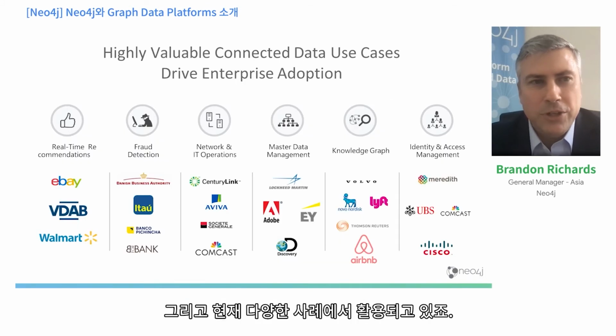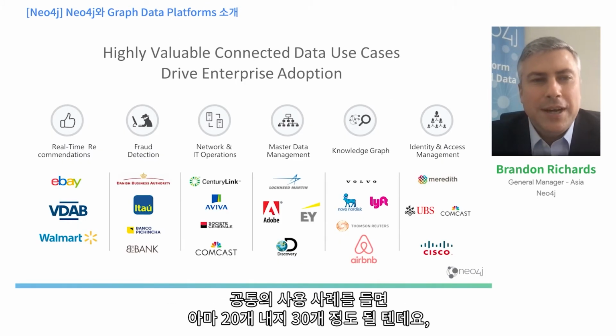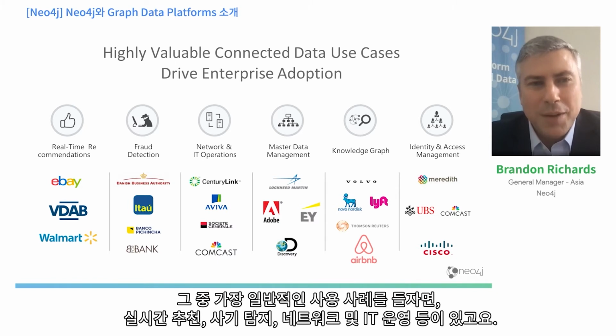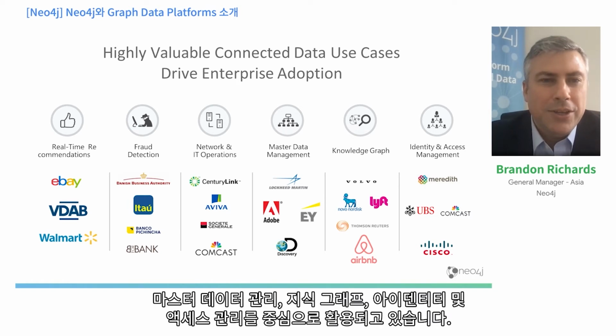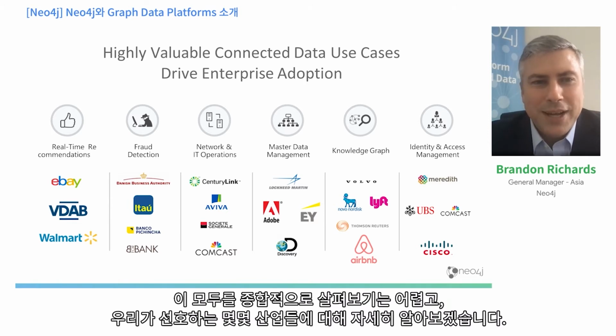Now, there are lots of different use cases for graphs. I would say there are probably 20 or 30 very common ones, but the most common ones are these. We see a lot of real-time recommendations, fraud detection, network and IT operations use cases around master data management, knowledge graphs, identity and access management. Now, by no means is this comprehensive, but what I would like to do is drill more into some of our favorite industries.